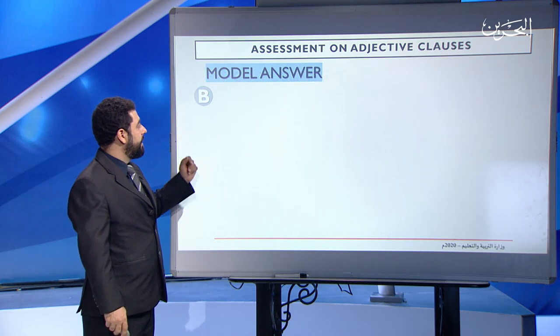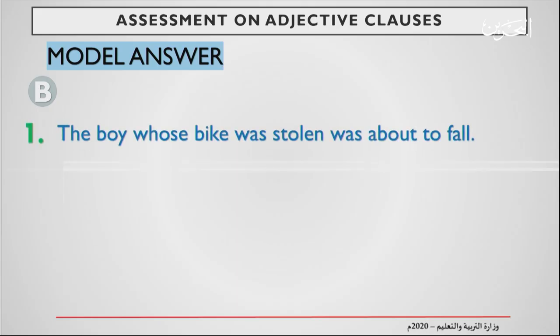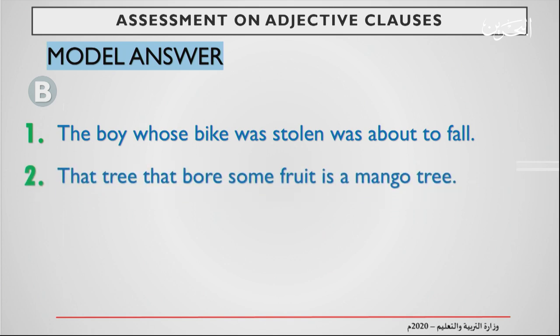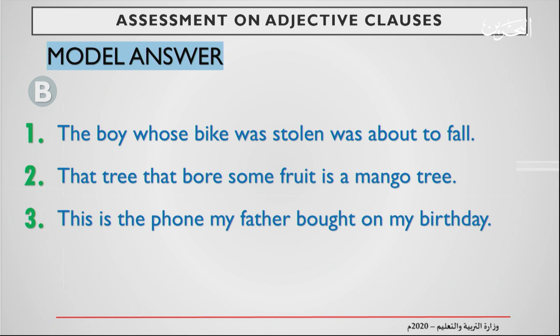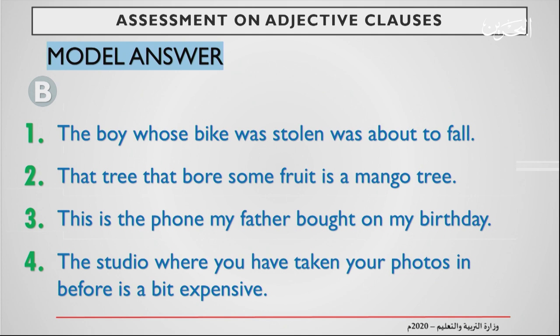Now, let's go over the model answers for question B. Number one, the boy whose bike was stolen was about to fall. This sentence should be different to yours, but please compare them both. Number two, that tree that bore some fruit is a mango tree. Number three, this is the phone my father bought on my birthday. Number four, the studio where you have taken your photos in before is a bit expensive. Compare both sentences, use the self-correcting tools, and give yourself a mark.